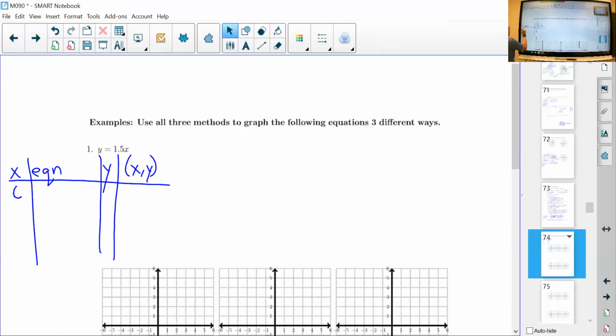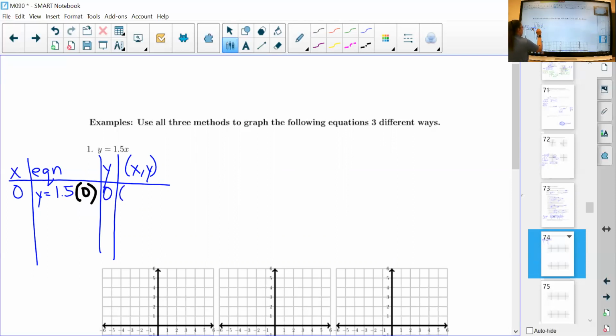So let's try 0. I have y equals 1.5 times 0. Well, anything times 0 is 0. So I have the point 0, 0, the origin. The origin is on this line. Let's plot that while we're at it. Okay. And let's switch to a different color for our next point.